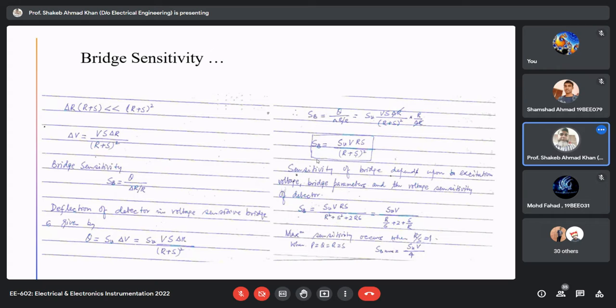Now I'm asking one question. As you know we want our bridge sensitivity to be high. Now, for the given value of the detector sensitivity and bridge arms resistance values, we can enhance the voltage excitation to have a good sensitivity. Up to what extent can we enhance the voltage excitation? Is there any limit for that? Obviously, we want a high value of sensitivity. That is always preferred.